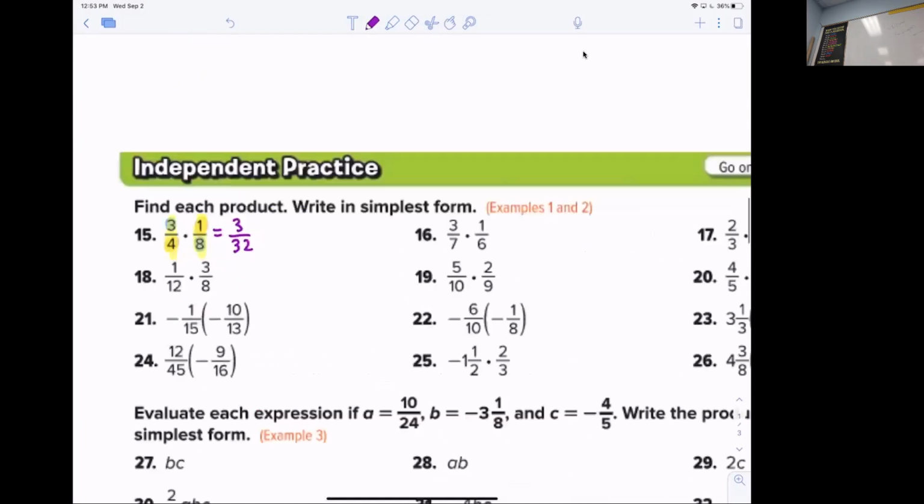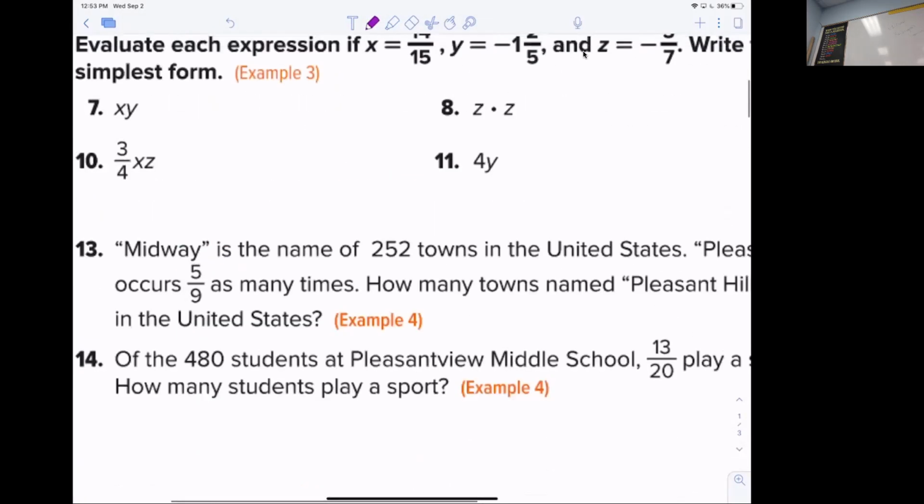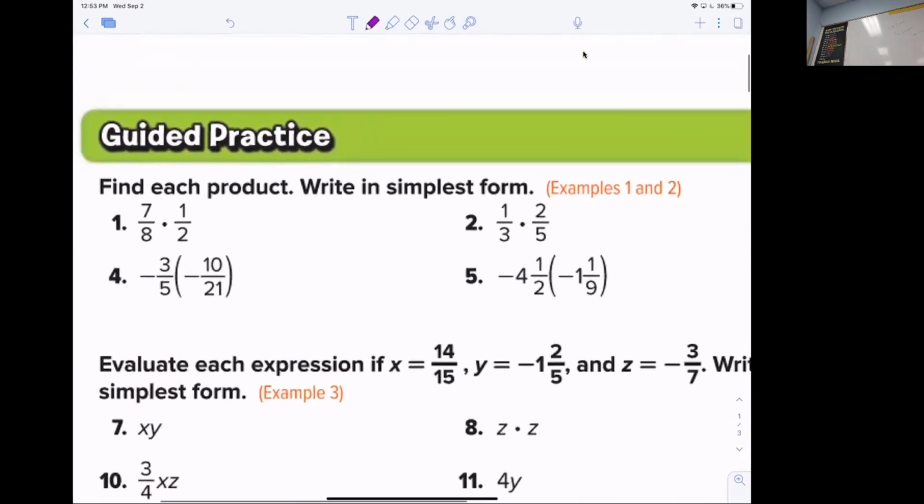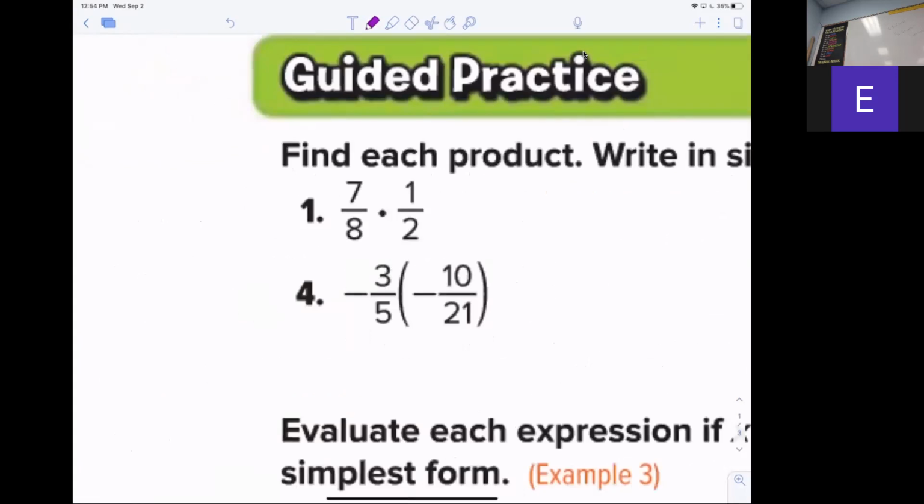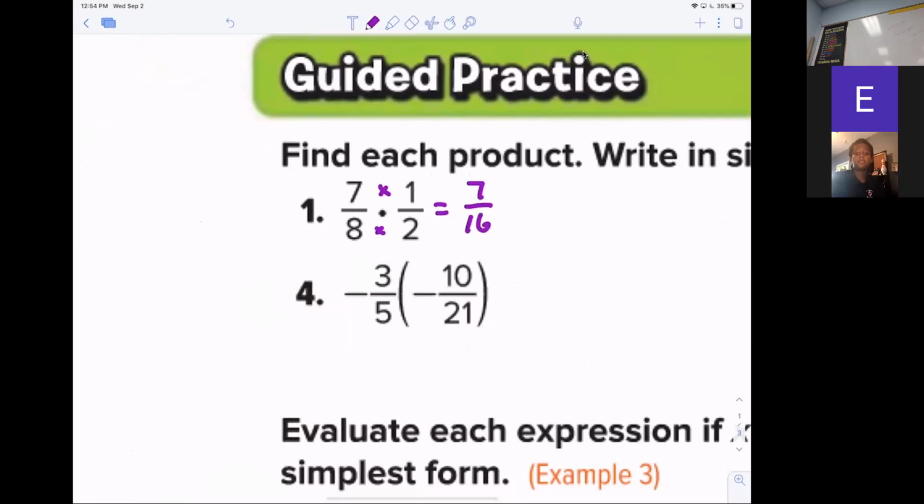So that was the answer to number 15. But let's go back up to number 1 now. I'm sorry, I've been frustrated today because technology hasn't been working right. But let's go back now. So let's get number 1. Same principle, right? Does anything reduce in number 1? No. So everybody should remember you're just multiplying straight across. So that just becomes what? 7 over 16. Yeah, 7 over 16.